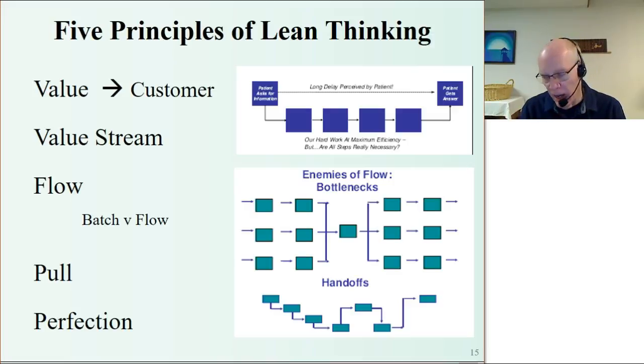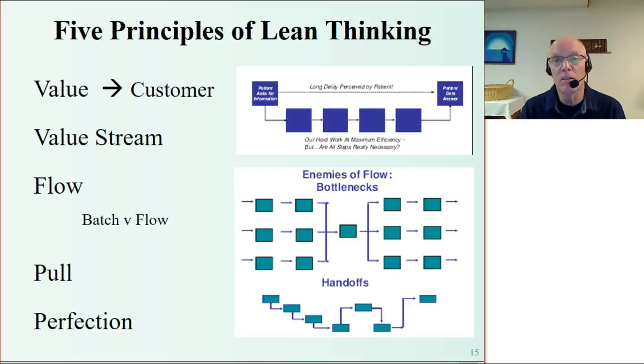Batch meaning I have 100 units. I do step 1 to all 100, then I do step 2 to all 100, then I do step 3 to all 100. And the problem is, like I said before, if I get to step 10 and suddenly realize there's a problem, I've got an awful lot of product in the pipeline.